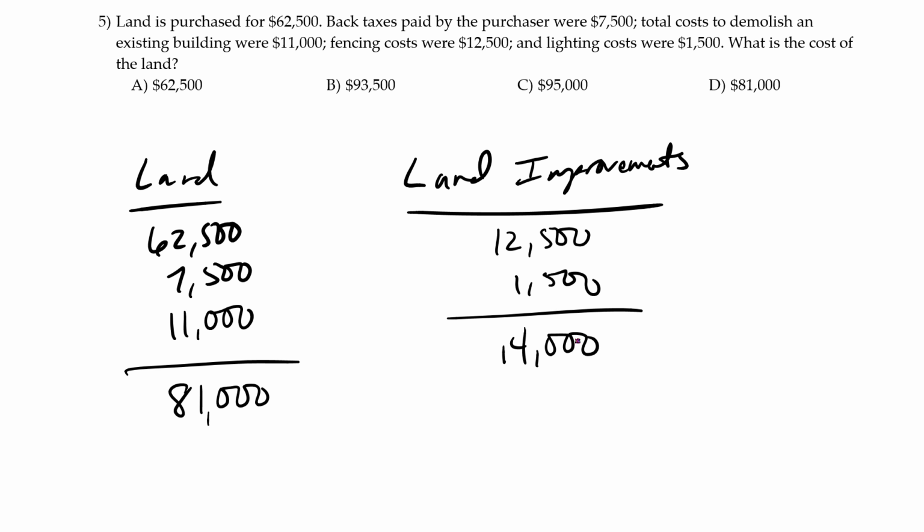Now this is important. Not only do we want to get the right cost to the asset, but remember, land is not depreciated. So this cost is not going to be depreciated. And by the way, that's the answer. But land improvements are depreciated. So we need to make sure we get the right cost with the right asset so we can depreciate land improvements over their useful life.